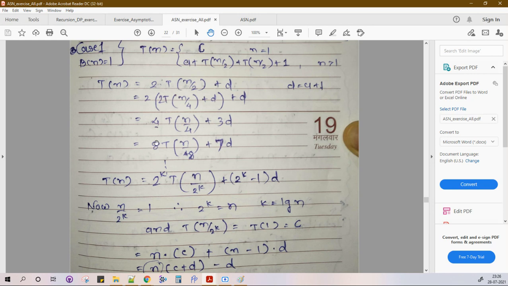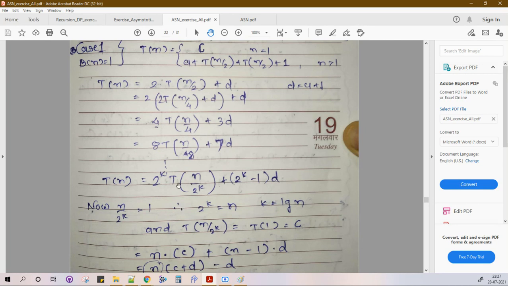The first term is trivial: 2 raised to power 1, 2 raised to power 2, 2 raised to power 3, so it is 2 raised to power k. And here it is also trivial, n by 2: in the denominator I have 2 to the power 1, 2 to the power 2, 2 to the power 3, so 2 to the power k, correct? And this is nothing but 2 to the power k minus 1, similar to the previous example: 2 minus 1, 4 minus 1, 8 minus 1, like that.